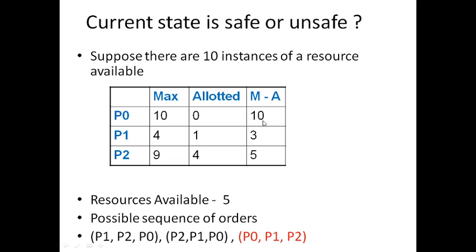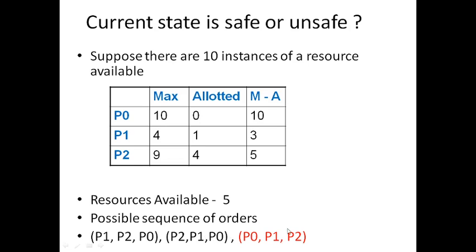So this indicates that the current state of the system is not unsafe. On the other hand, it is safe because we can complete processes in this order. We can first meet the demands of P1, then we can meet the demand of P2, followed by P0. Similarly, we do have one more sequence. We can finish P2 first, P1 next, and P0 third.